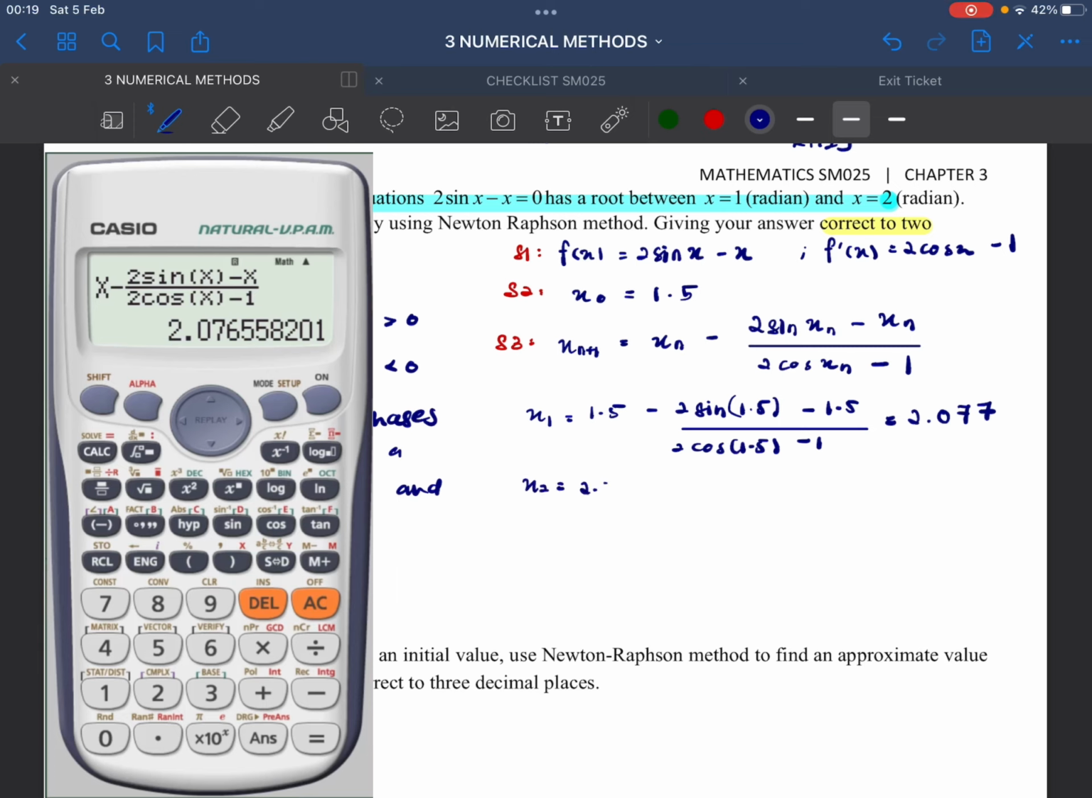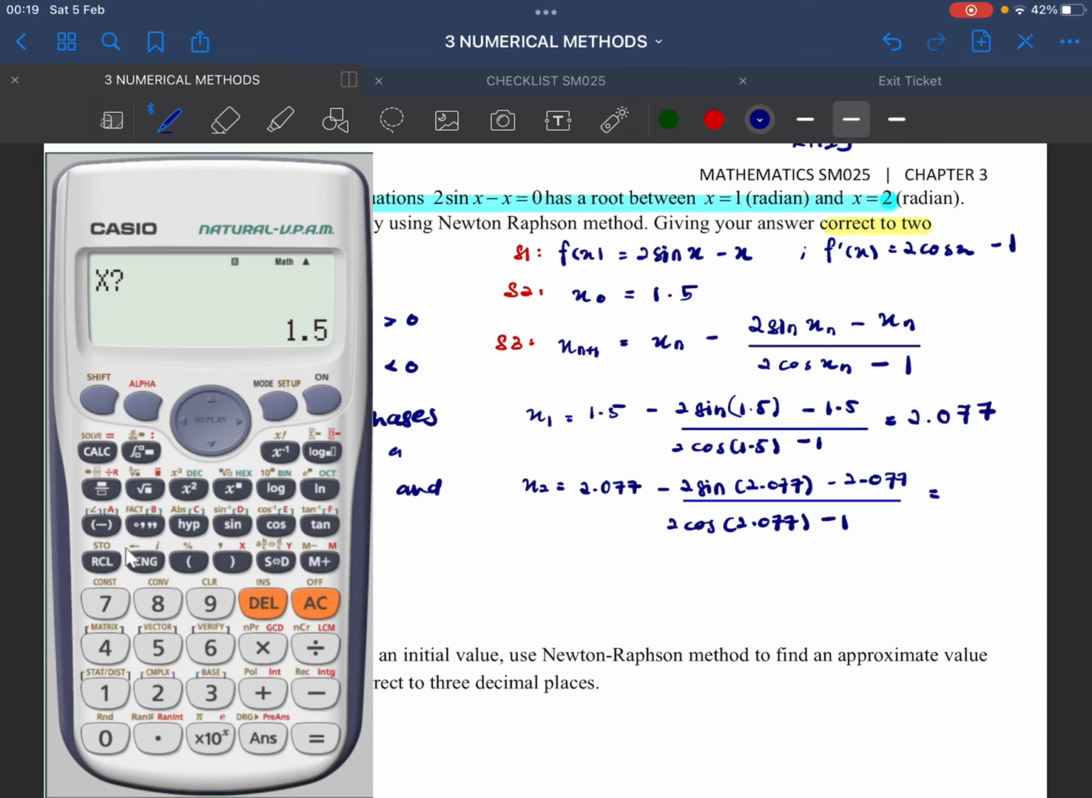So just put here 2.077 minus 2 sin 2.077 over 2 cos 2.077 minus 1. Okay, so for the next answer, just press CALC, answer, equal. So we have 1.911. Okay, 3 decimal places.